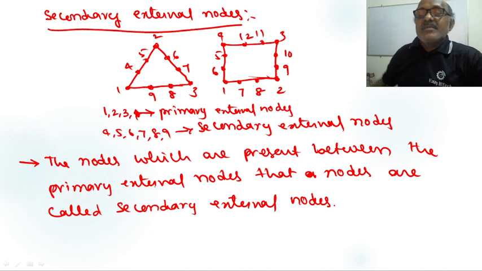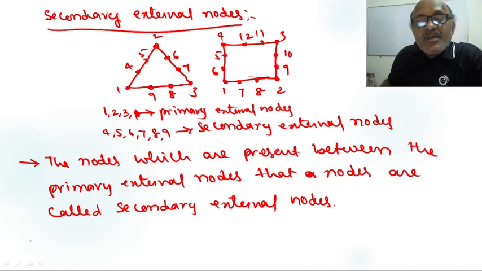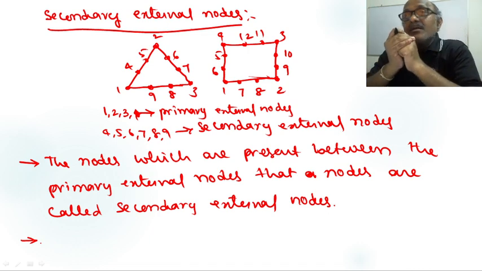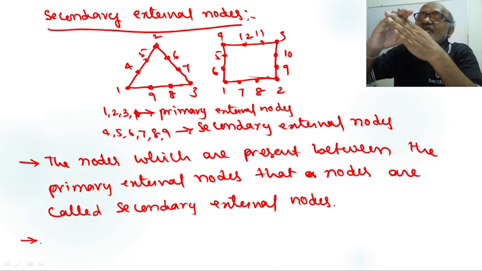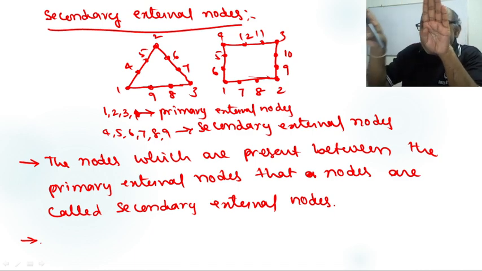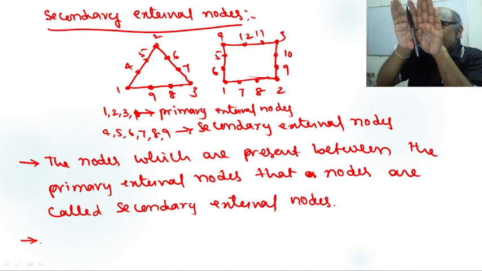All of it clear? So in this case 5, 6, 7, 8, 9, 10, 11, 12 are all secondary external nodes. 1, 2, 3, 4 are primary external nodes. Now both primary and secondary external nodes are common to other elements. These are present over the boundary surface, so they are common to other elements. Suppose another element is joined here, it is common to other elements.